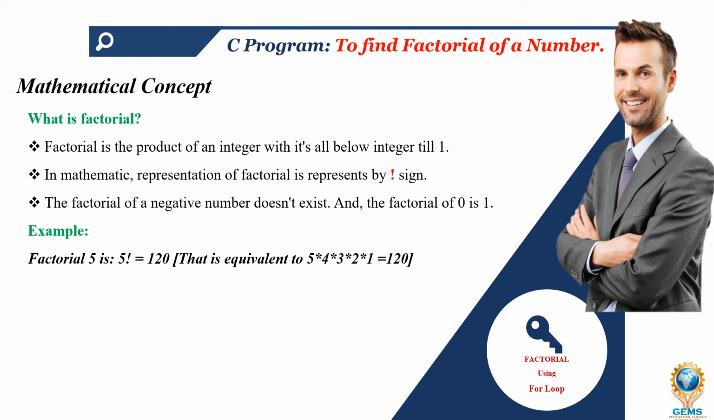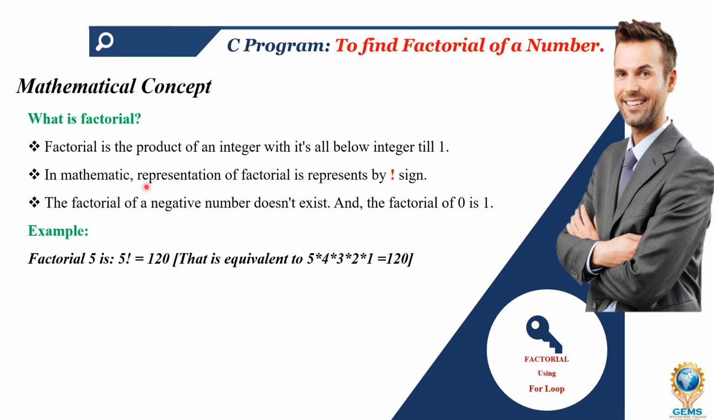The factorial is the product of an integer with the integers below it till 1. It's better to understand with an example. If you want to find the factorial of 5, how will it work out? We have to calculate 5 into 4, 4 into 3, 3 into 2, 2 into 1. That's why I have said below it till 1. So that is the first point.